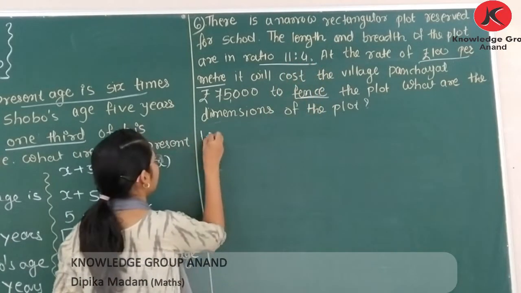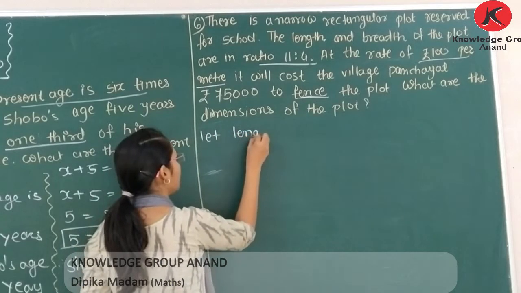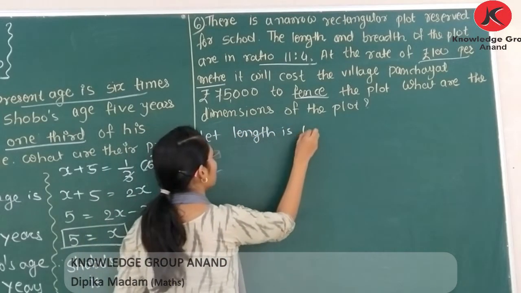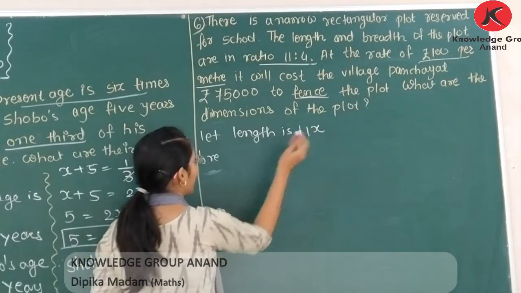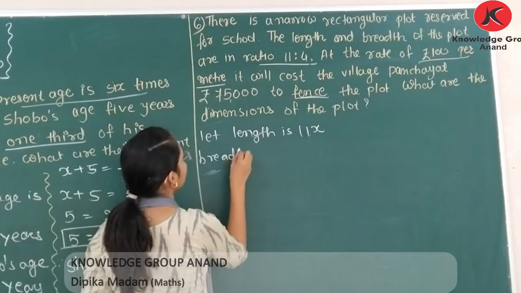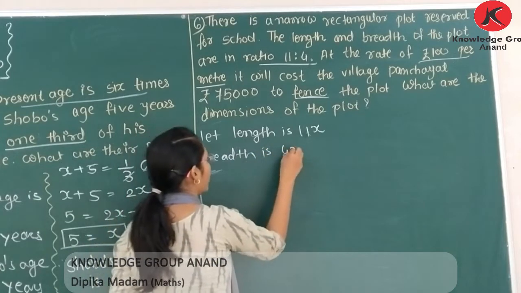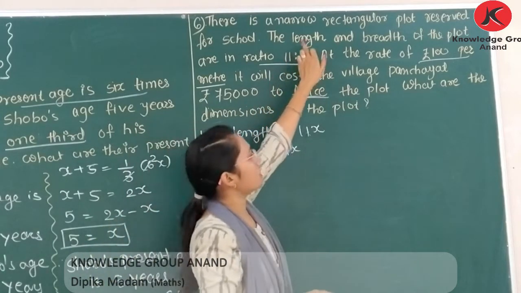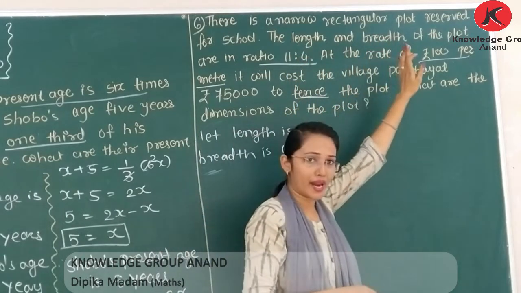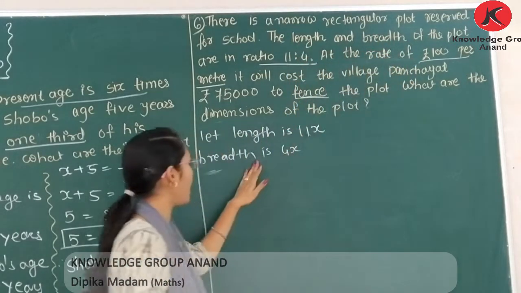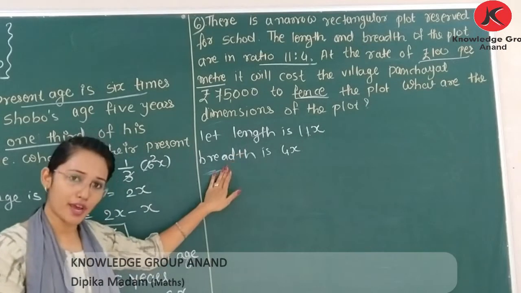So let length be 11x and breadth be 4x. First value is given to the length, that is 11x, and second value given to the breadth, that is 4x. So we have the values of length and breadth. We can find the perimeter.